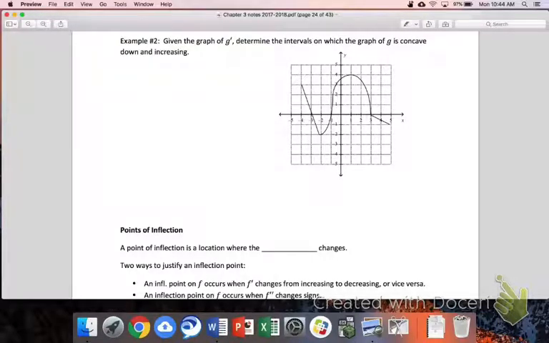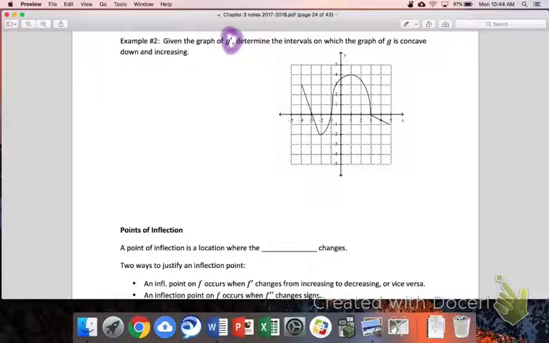So take a look at example number 2. Example number 2 says, given the graph of g prime. So it's really important that we always identify what the graph is that we're looking at, because if it's g, it means one thing. If it's g prime, it means something else. If it's g double prime, it means another thing. So it says, given the graph of g prime, determine the intervals on which the graph of g is concave down and increasing.